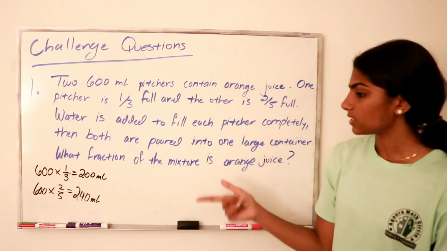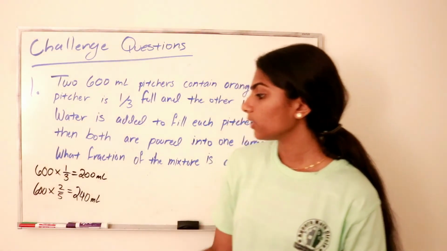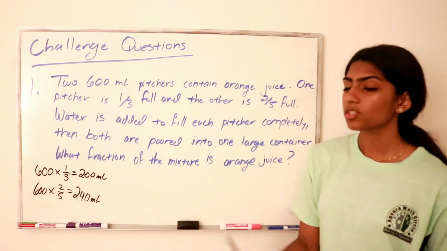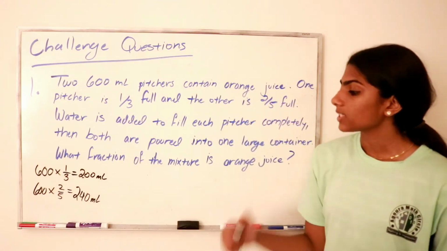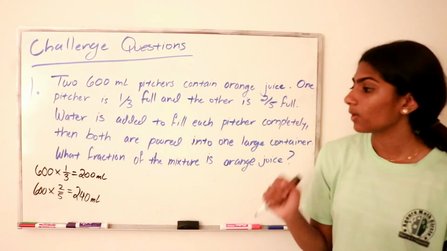I'm going to do the same thing for the second pitcher. 2/5 of it is full with orange juice. So 600 times 2/5 of the container that's full equals 240 milliliters filled with orange juice.